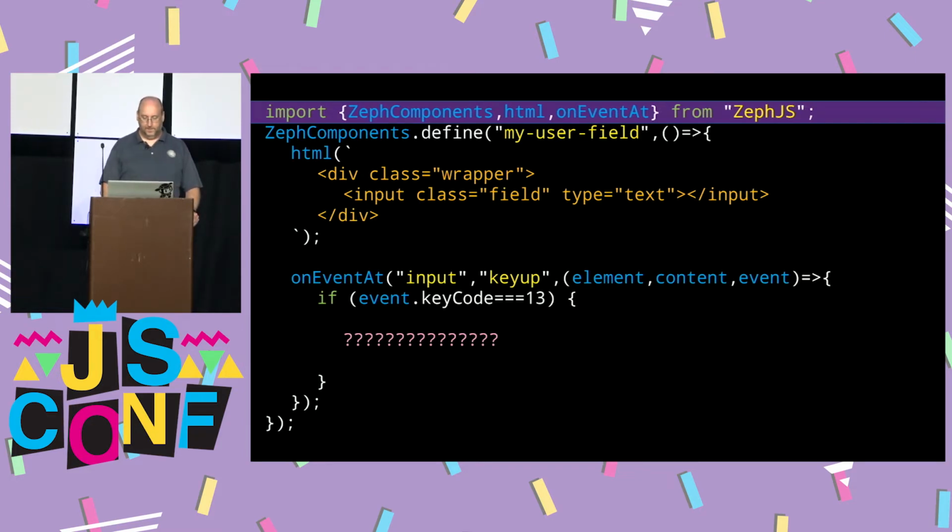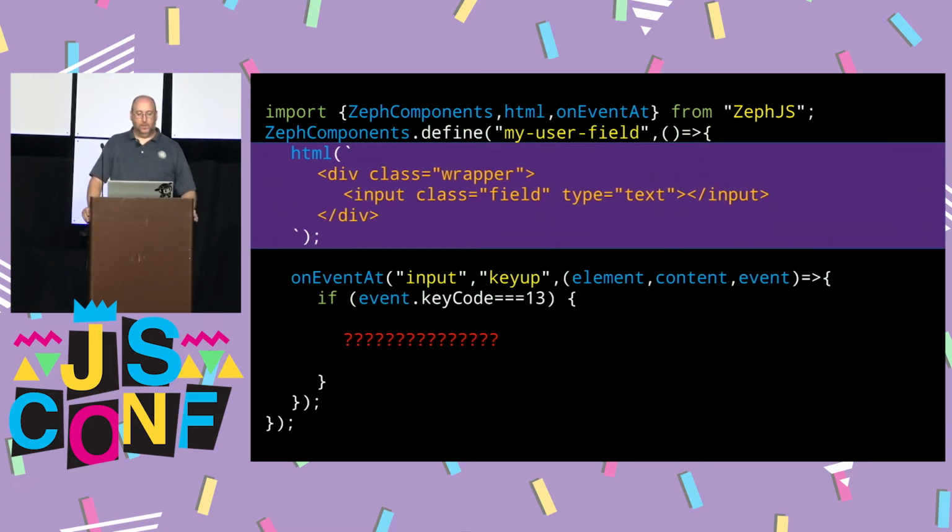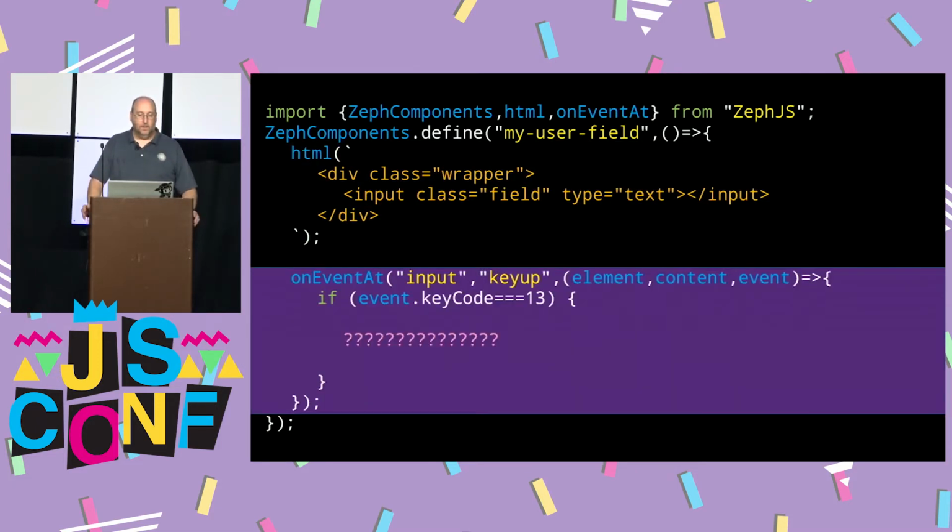So we import what we need from Zeph.js. And then we define our myUserField component. With Zeph.js, you provide the name of the component you are defining and a function that describes the detail of the new component. Within this definition function, we define our HTML content for our component, and we tell our component how we want to handle the keyup event in the input element. The keyup event is what we are watching to know when enter is pressed, right?